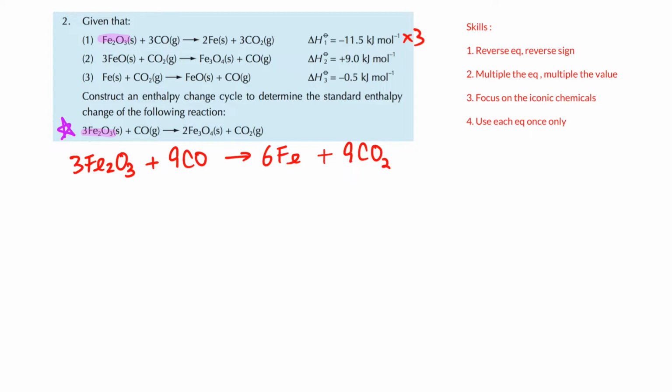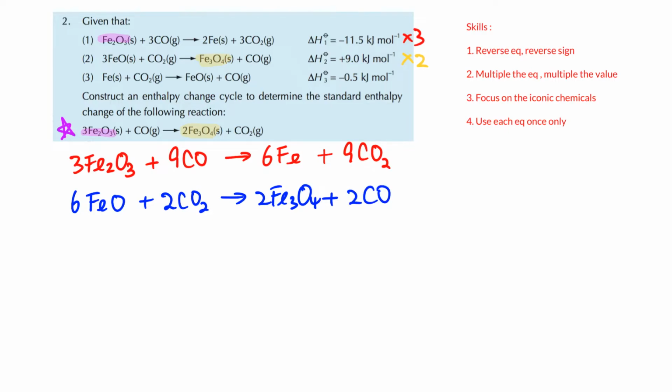After you finish this one, I'm going to pick the other one. Say for example, this time I try to have Fe3O4. So Fe3O4, we see this one, and they are on the same side. What you need to do is just multiply this one by 2. So you're going to have 6 FeO, 2 CO2, 2 Fe3O4, and then 2 CO.